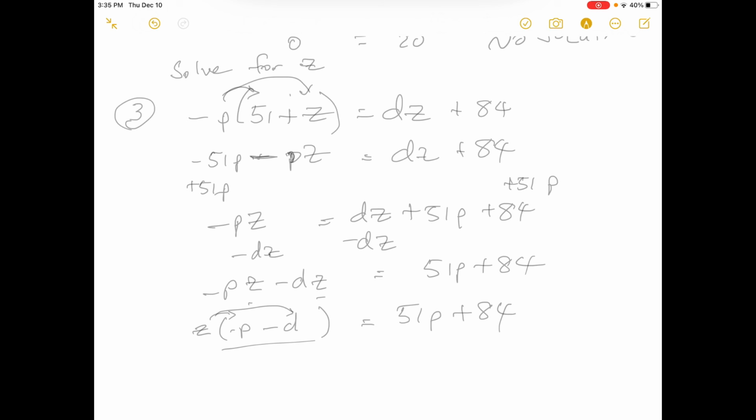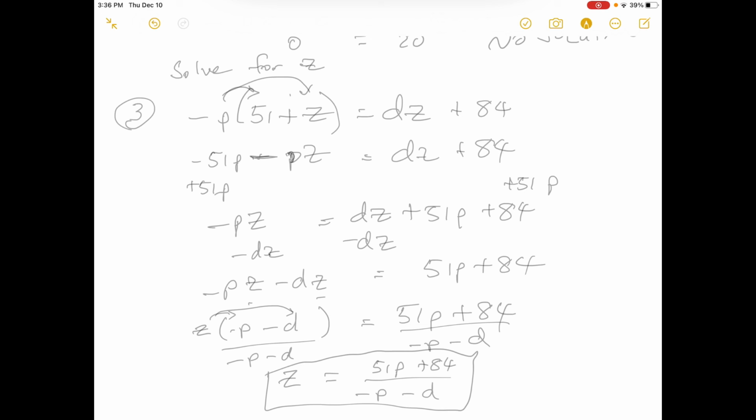All you have to do then is just divide by minus p minus d on both sides. And this is a mess over on the right. But we don't care because we're solving for z, and that's all that matters. 51p plus 84 over minus p minus d. Look, we don't care. If they give us a value for p and d, then we could actually get a number value for z. But right now, we've done our job in these kinds of questions.